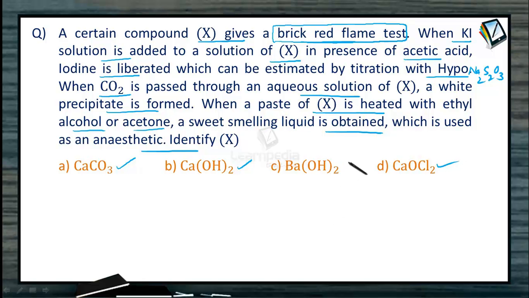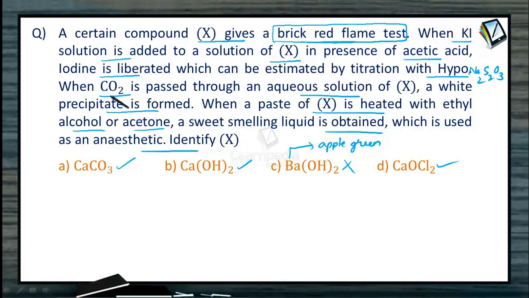So definitely there is no chance of option C as the answer, because the flame color of barium is apple green. It's very important for you to remember the flame color so that you will be answering the questions easily. Now when we come to the second point, KI solution is added to a solution of X in presence of acetic acid, iodine is liberated. Unless we get the X, we cannot check whether this is correct or wrong. Unless we know what X is, it is difficult to write down the equation for this one. Let us see whether we get any hint from the next one.